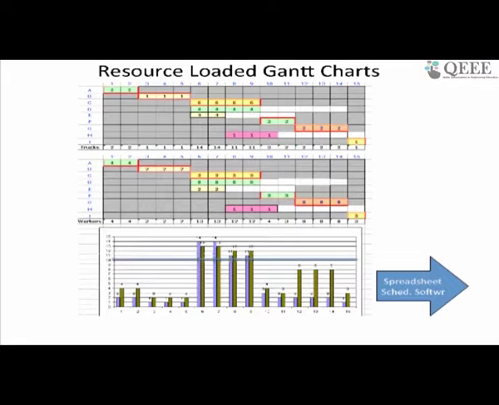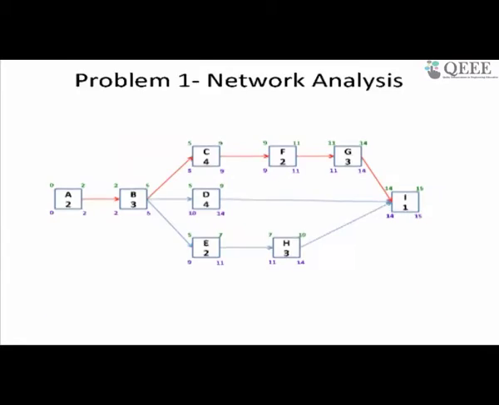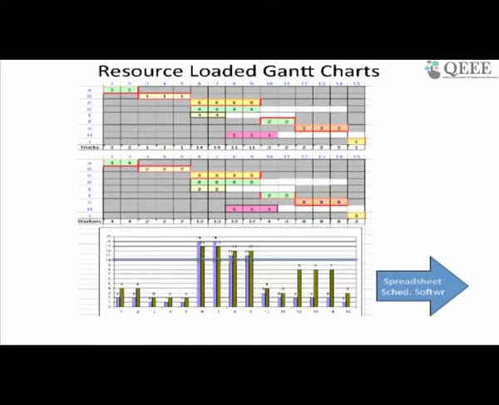And we have said there is a limit, right? If only 10 trucks and 15 workers are available, how can the over allocation problem be resolved? You can see on these days there's an over allocation issue. If I move some things later, along the float, there is a different balance. I'm leaving this to you as an exercise.